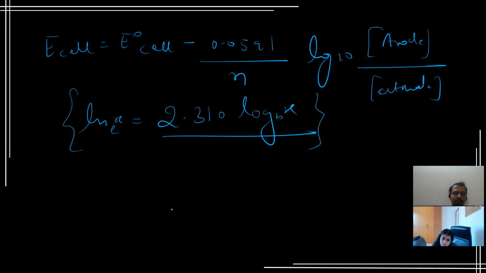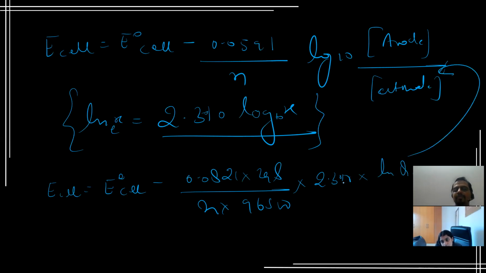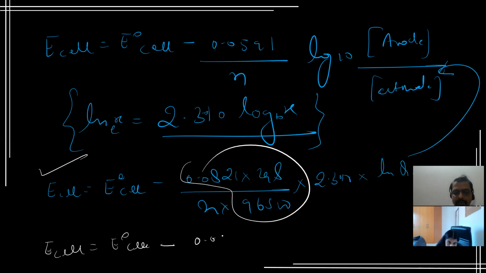So suppose the last equation we were having, I'll put all the values. For better clarity: minus 0.0821, R value, temperature 298, upon n into 96,500 into ln. So you can put 2.303 into ln Qc, and Qc is nothing but the ratio of anode concentration upon cathode concentration. After solving this set of equations, you will get E cell is equal to E naught cell minus 0.0591 upon n log Qc.